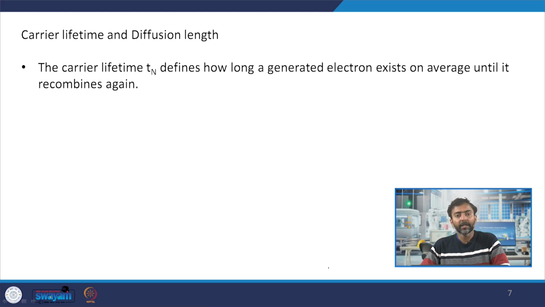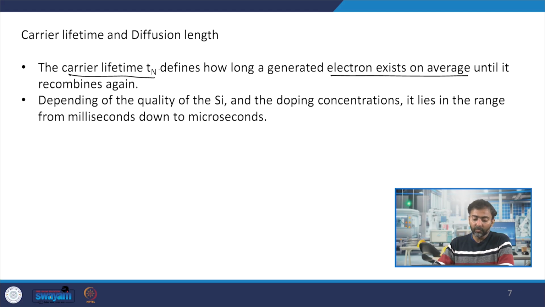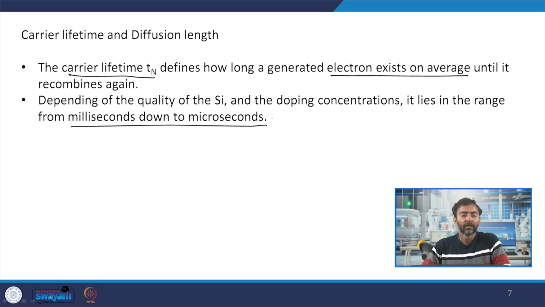So carrier lifetime Tn defines how long a generated electron exists on average until it recombines again. So different electrons will have different destiny. Some will go to the external circuit, some will recombine before going to the external circuit. But overall, if we look at the average carrier lifetime, it gives us a sense of the extent of recombination in the solar cell and whether it is acceptable or not. Depending on the quality of the silicon and the doping concentrations, it lies in the range from milliseconds down to microseconds. So that is the range for which your charge carrier exists within the silicon solar cell.